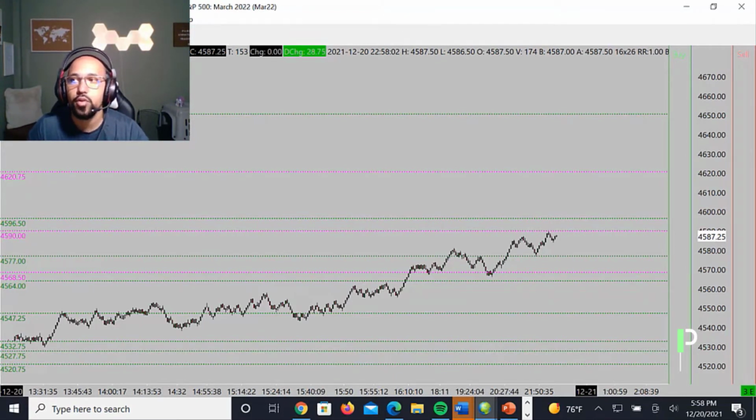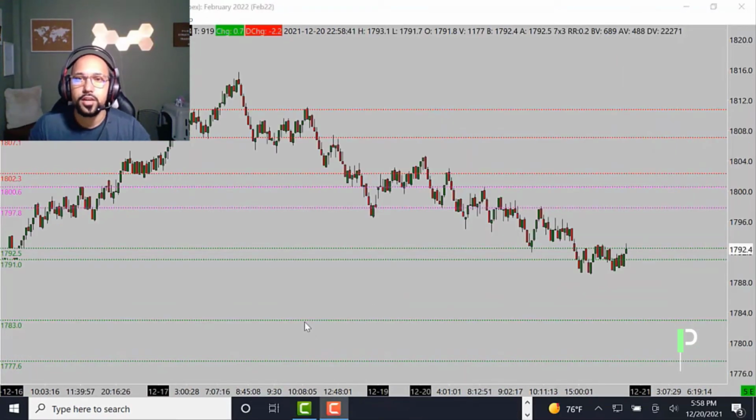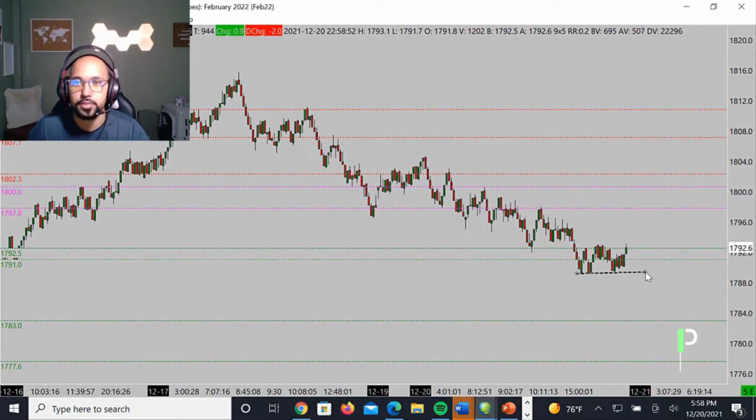Let's go ahead and move over into gold. Okay, so looking at gold, we are looking to see if gold can get this nice triple bottom to pull us back up.